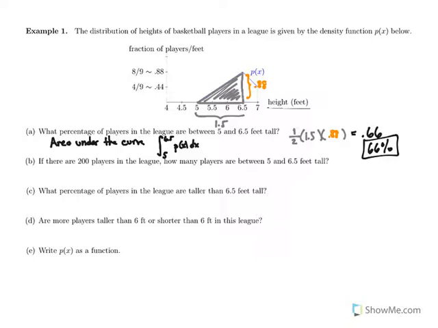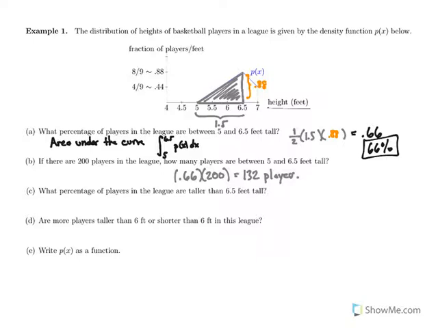So similar question, but a little more detail. If we know that there are exactly 200 players in this league, we could ask the question about how many players are between 5 and 6.5 feet tall. From our answer in A, we know that that's going to be 66% of all players. So the answer here should be 66% of the 200 players, which is going to be 132 players are in between 5 and 6.5 feet tall.